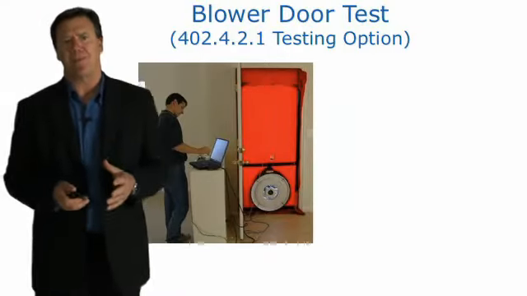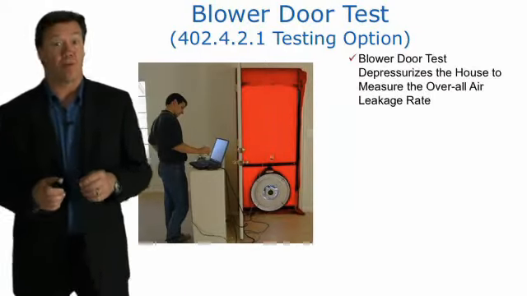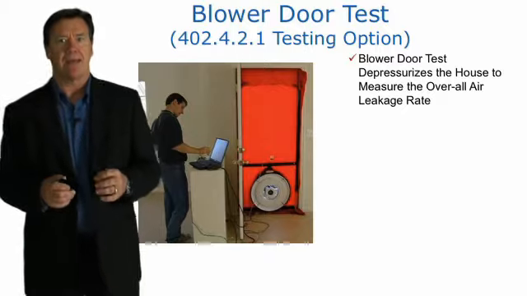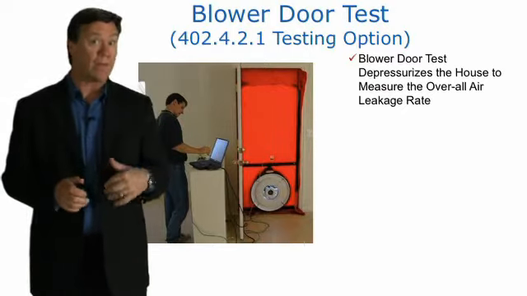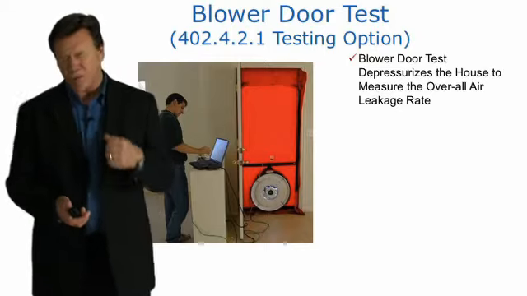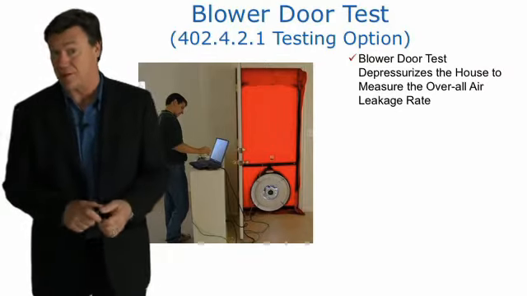Now, the blower door test basically depressurizes the home using a large fan, and it is a way for us to determine two things. One, the overall leakage rate of the house. It also helps us to identify where those leaks are.